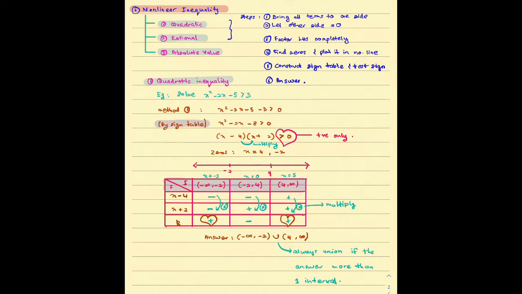And then test the sign for each factor. Let's say we choose negative 3 because negative 3 lies in the interval negative infinity to negative 2. We choose 0 because 0 lies in the interval of negative 2 to 4. We choose 5 because 5 is in the interval between 4 and infinity. Here when x is equal to negative 3, substitute negative 3 here. Negative 3 minus 4 is negative 7, so the sign is negative. Negative 3 plus 2 is negative 1.